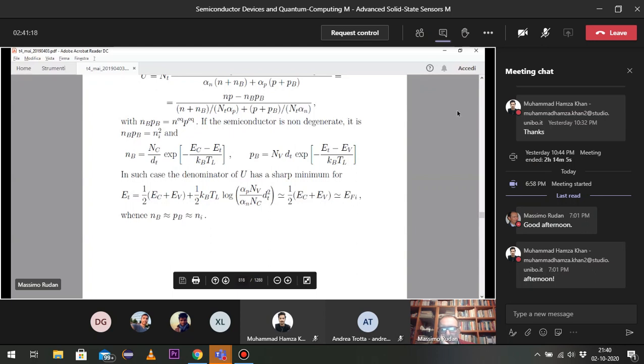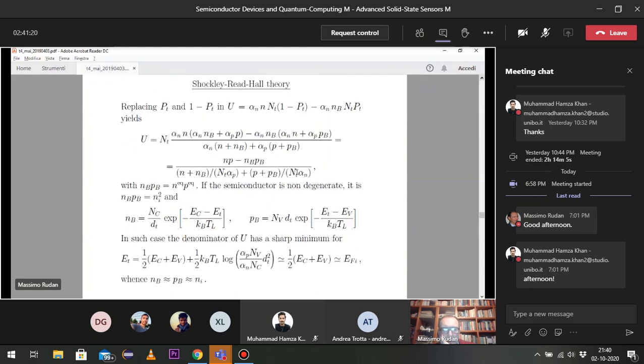Given these simplifications, we may still manipulate a bit this expression. We know that NBPB is Ni squared, okay? We manipulate a little bit the denominator because we have NT alpha P and NT alpha N. You remember, NT is a concentration. Alpha P, alpha N are dimensionally volumes over a time. So these products are the inverse of a time, and this is also the inverse of a time.